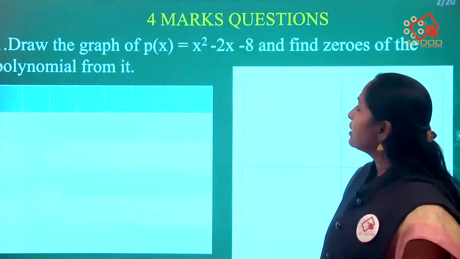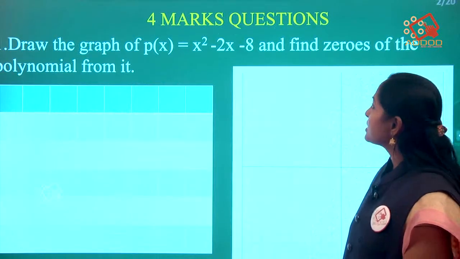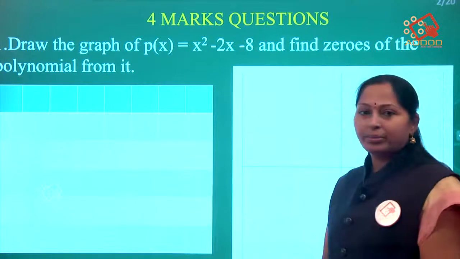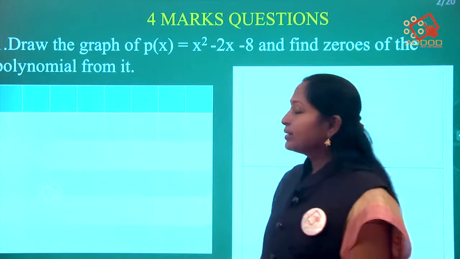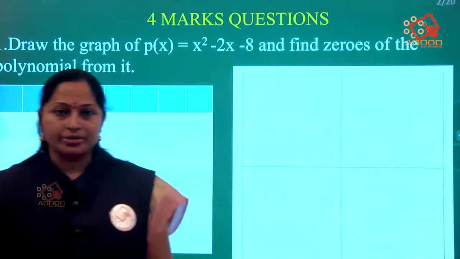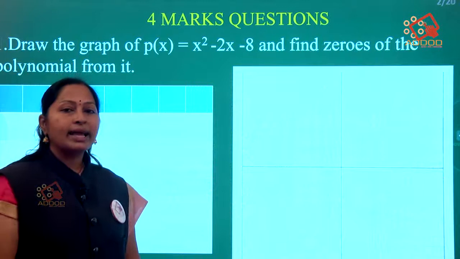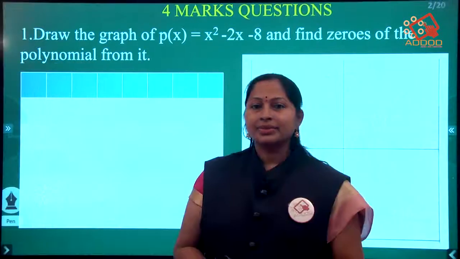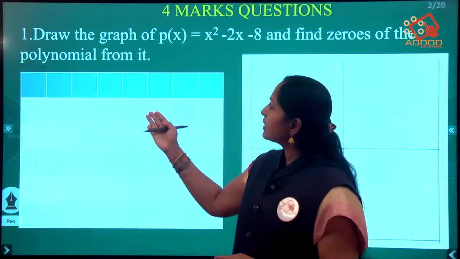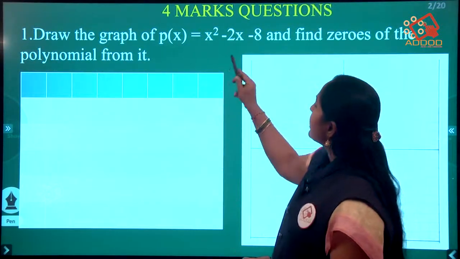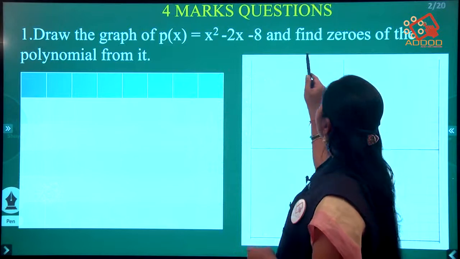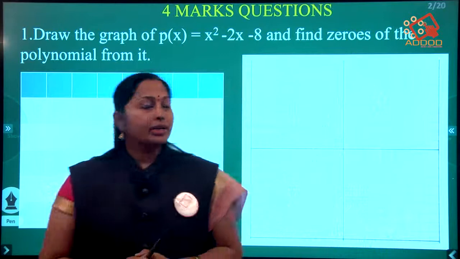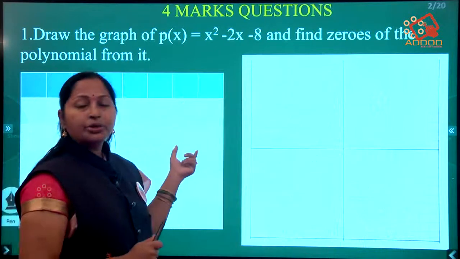Draw the graph of p of x, x square minus 2x minus 8 and find the zeros of the polynomial from it. So, here this is the graph we are going to find the values. First we need to find out what is the x value and the y value we need to represent on the x axis. We can see the first question on the screen. For this question we are going to draw the graph.